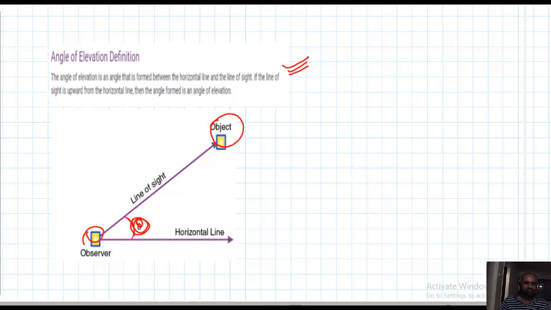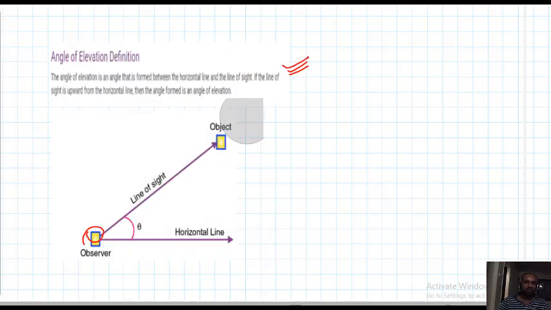Okay. Next one, angle of depression. See here, observer, object here, horizontal, line of sight. The angle between horizontal and line of sight is said to be angle of depression if the line of sight is below the horizontal ray. Okay, this is called angle of depression. Angle of elevation is completed, angle of depression is completed. So these two are important for us.